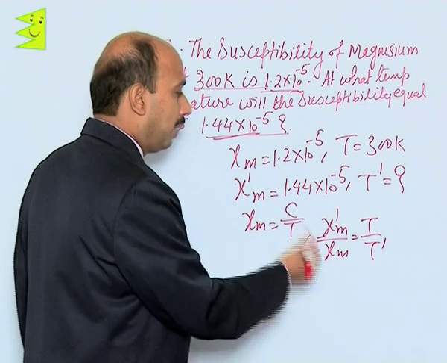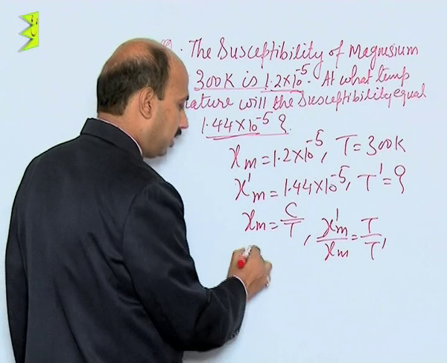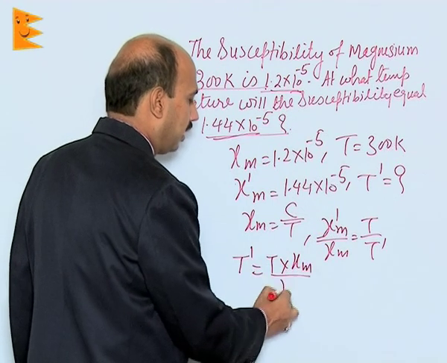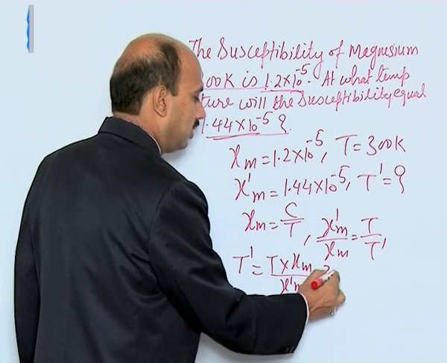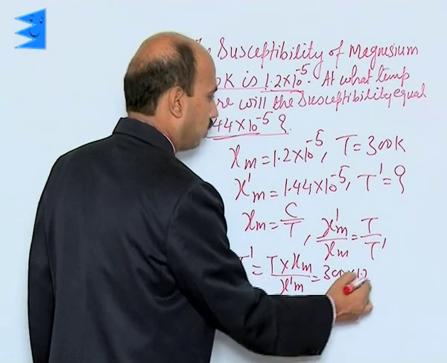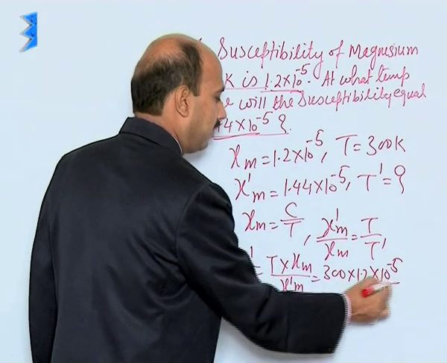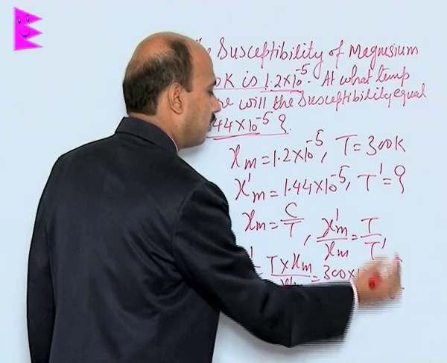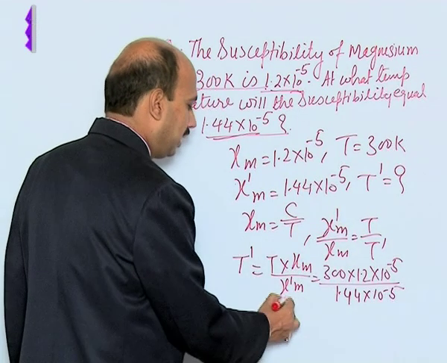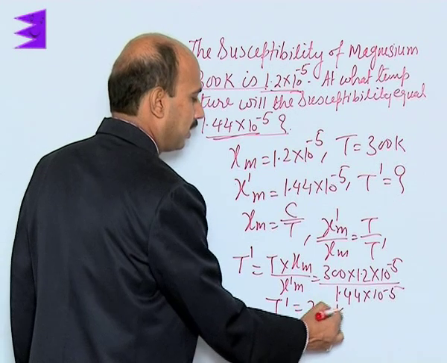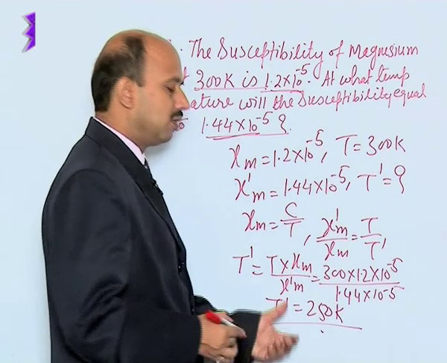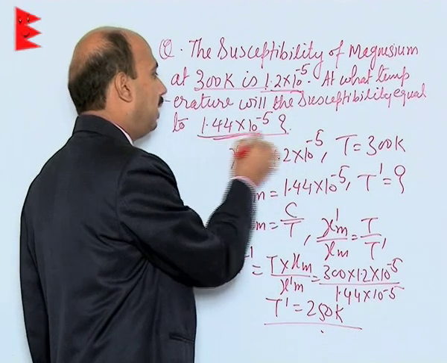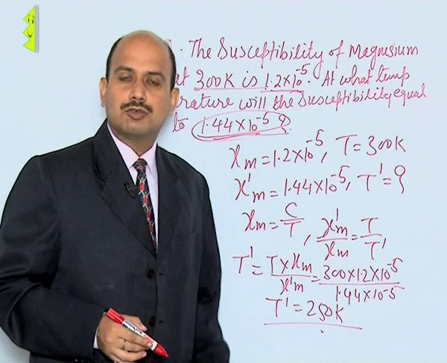So, here we have to get the T dash. So, that is here T dash is equal to T into chi m divided by chi dash m. So, that is 300 into 1.2 into 10 raised to power minus 5 divided by 1.44 into 10 raised to power minus 5. When you solve it, you will be getting T dash is equal to 250 Kelvin. So, this is the answer, or this is the temperature at which susceptibility of the magnesium will become 1.44 into 10 raised to power minus 5.